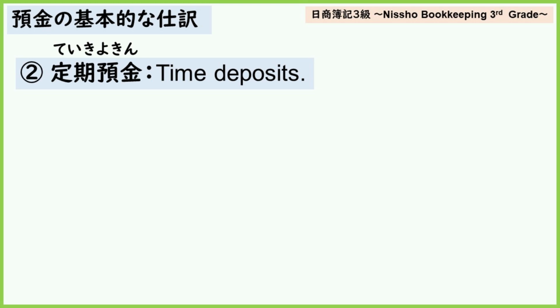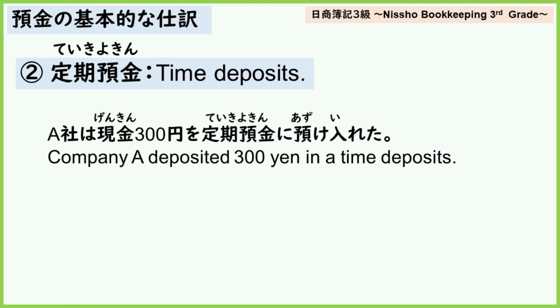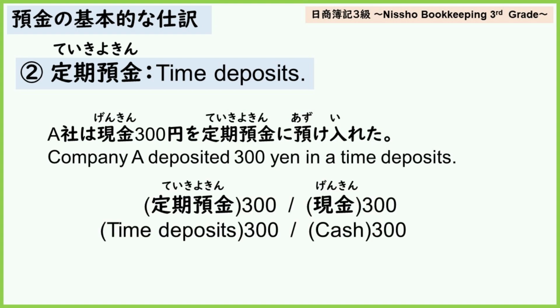Let's consider the following journal entry. Company A deposited 300 yen in a time deposit. The journal entry is as follows. Debit, time deposits 300. Credit, cash 300.